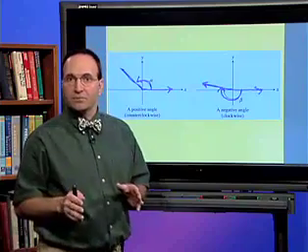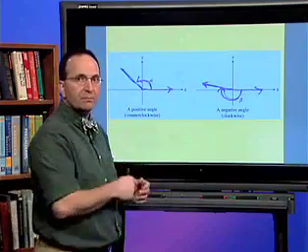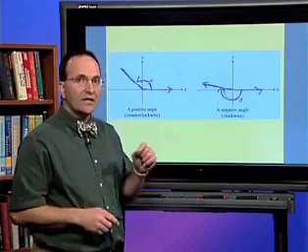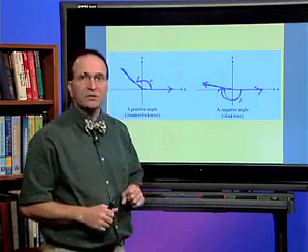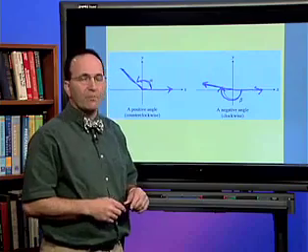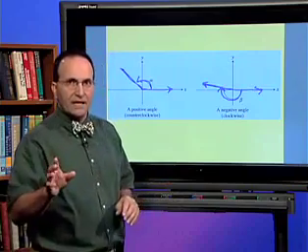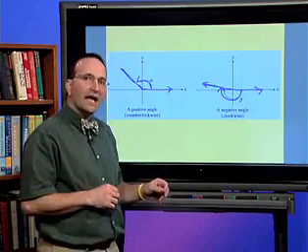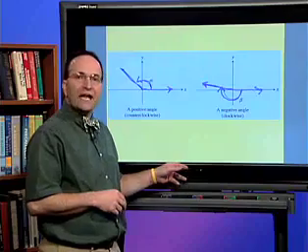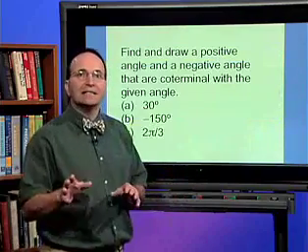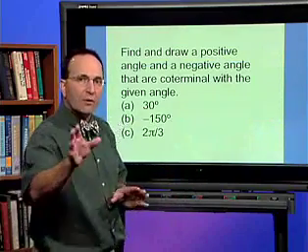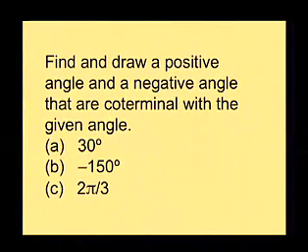An angle in standard position is on the Cartesian plane, and it has the vertex at the origin, and the initial side is always lying along the positive x-axis. Coterminal angles have the same initial side and the same terminal side, yet they have different measures. We're going to try that out on this problem: find and draw a positive angle and a negative angle that are coterminal with the given angle.